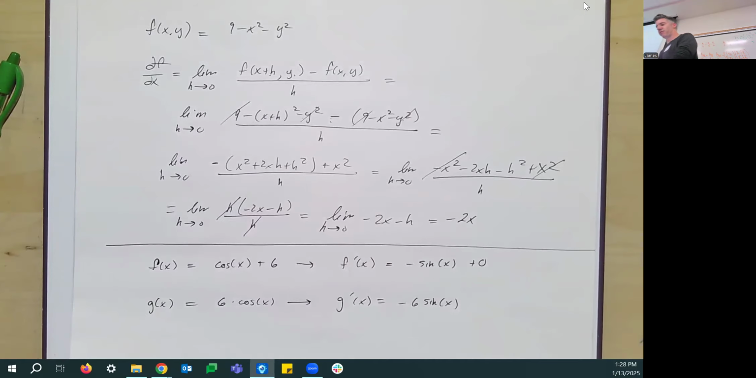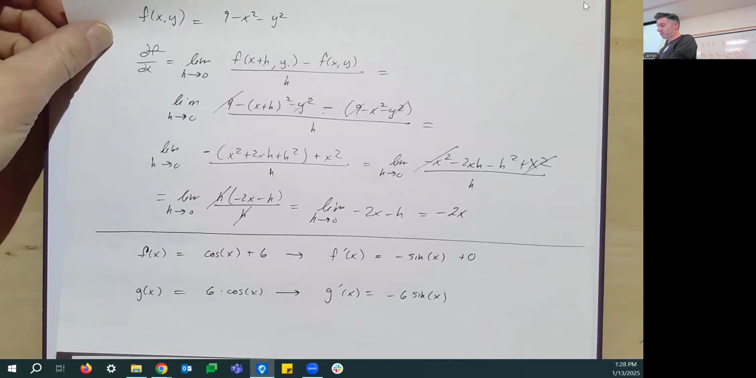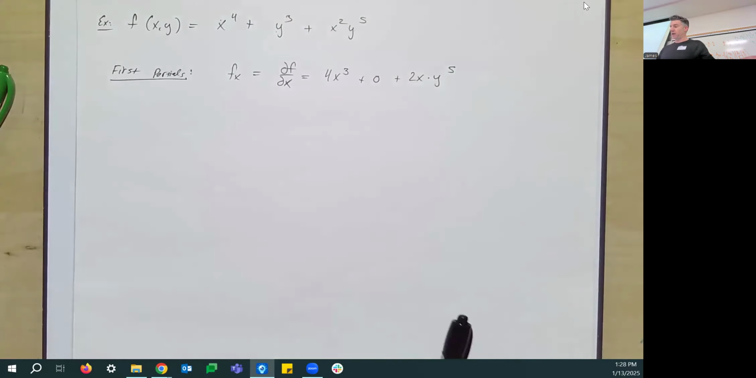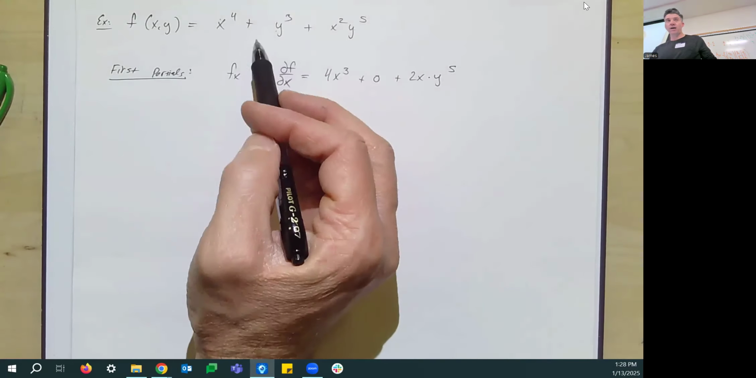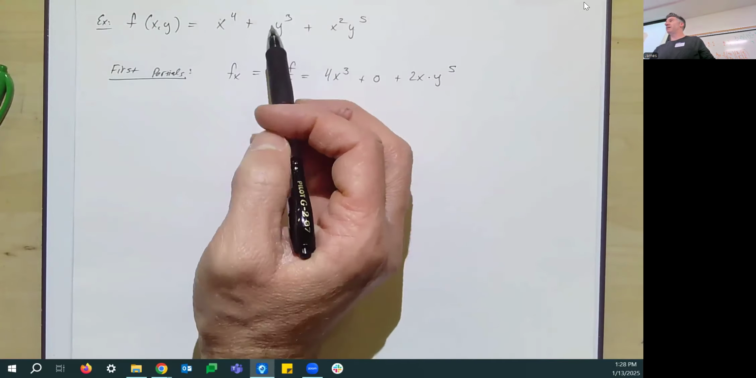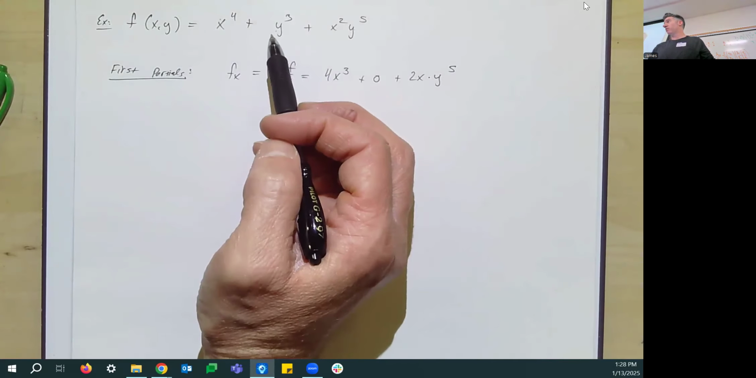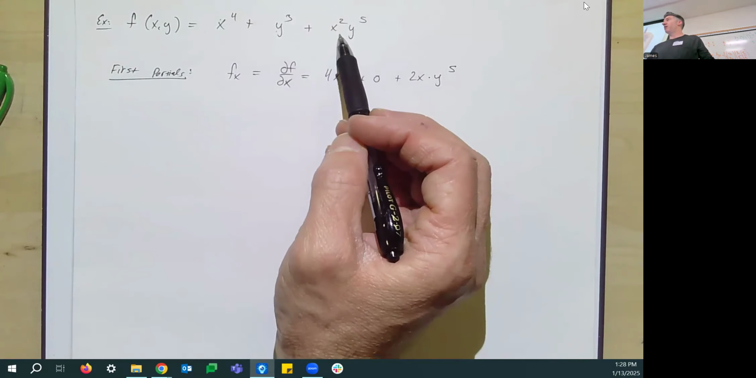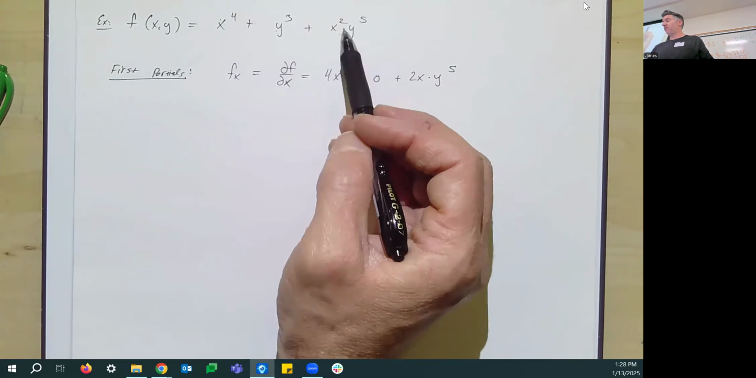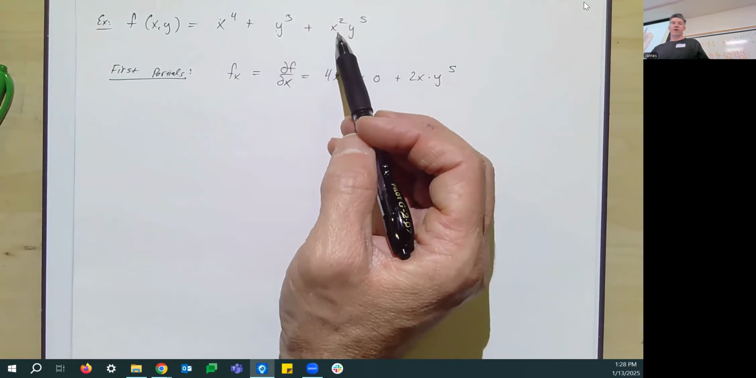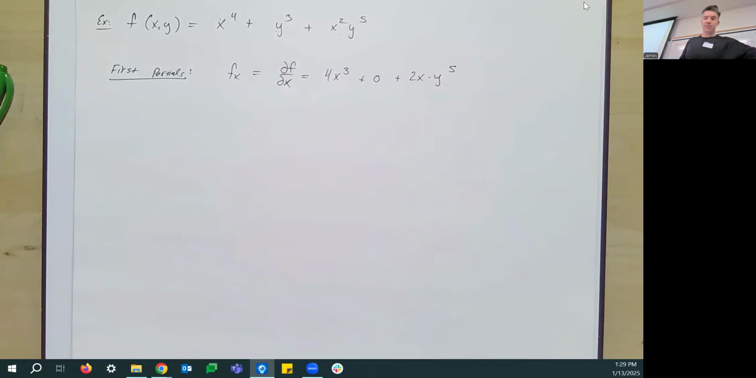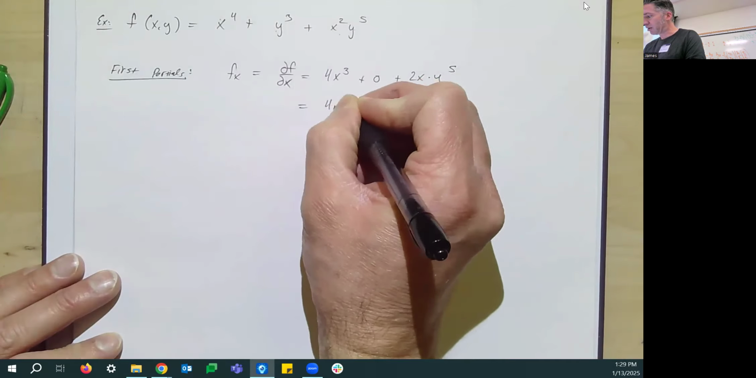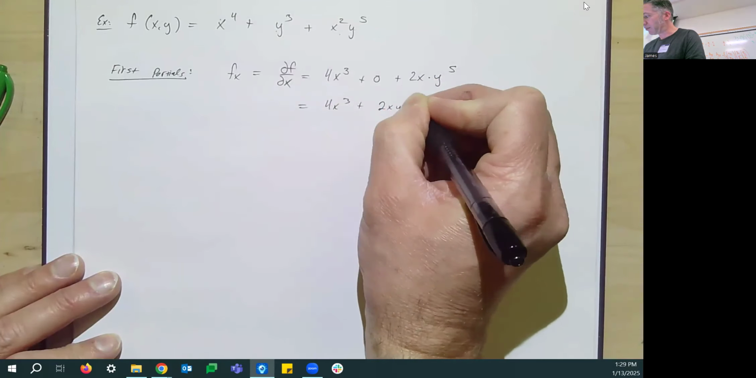So constants on their own, derivative of 0; constant multiples hang out. Like we saw here, this constant that's on its own doesn't have any x's attached to it. Its derivative is 0. Whereas this constant y to the fifth is multiplied by a thing with a variable. So the y to the fifth gets to stick around, multiplied by the derivative of x squared, which is 2x. I would, of course, simplify this and write it as 4x cubed plus 2x y to the fifth.